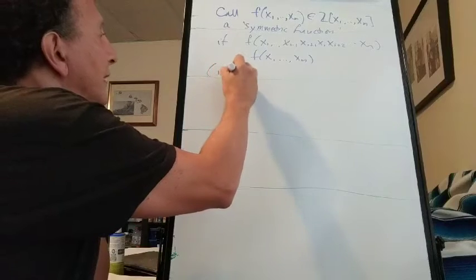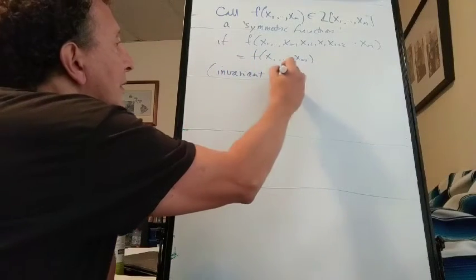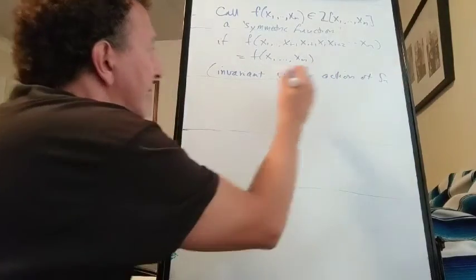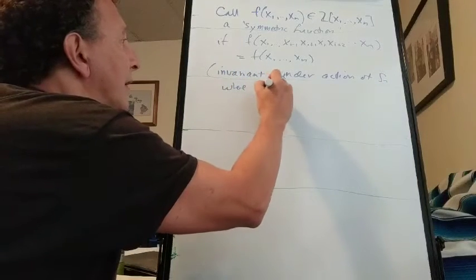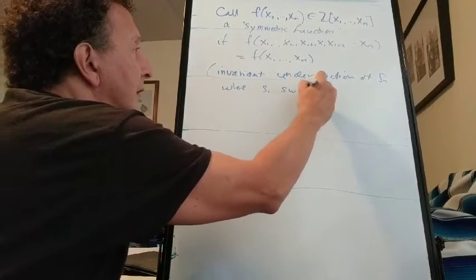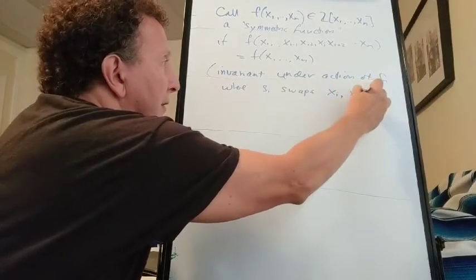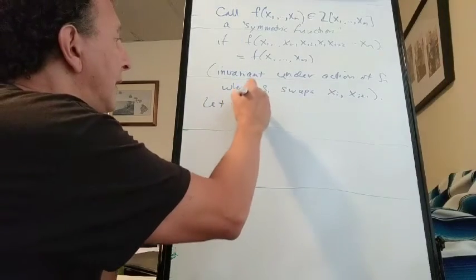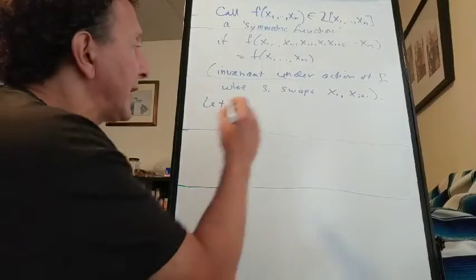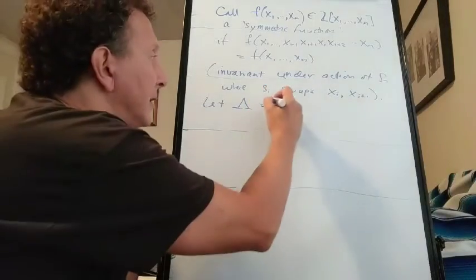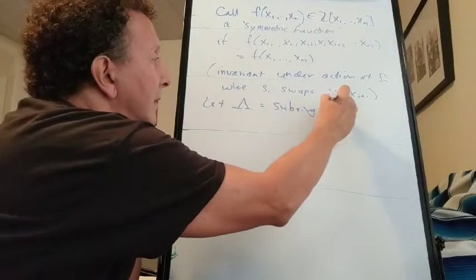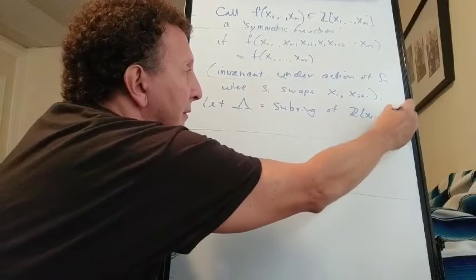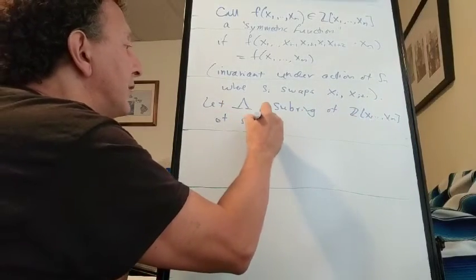So in other words, this is invariant under the action of Sn, where little si swaps variables xi and xi plus 1. So we let capital lambda be the subring of this polynomial ring in n variables of symmetric polynomials.